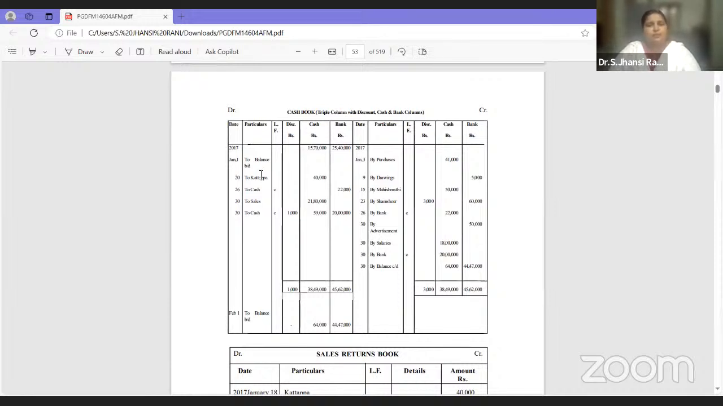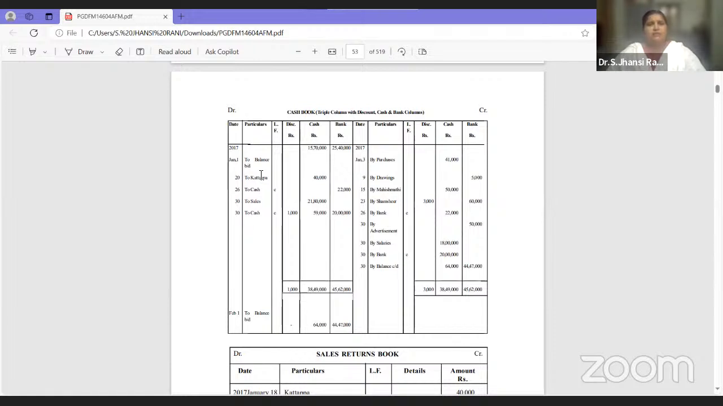Hello students. In the earlier class, we discussed journal entries, ledger accounts and subsidiary books. In subsidiary books, we discussed the purchase book, purchase return book, sales book and sales returns. Now we will discuss the cash book.